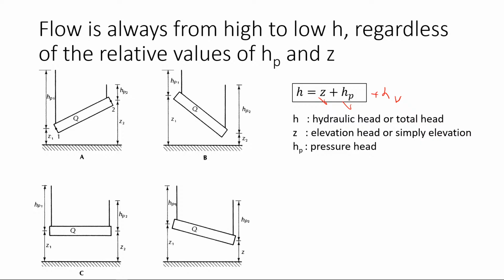And I told you flow can be from high to low elevation, from high to low pressure, but it cannot be from low to high energy. It must be from high to low energy. So flow depends not on the relative value of these two, but on the sum of these two, which is your total head or total mechanical energy at a point.